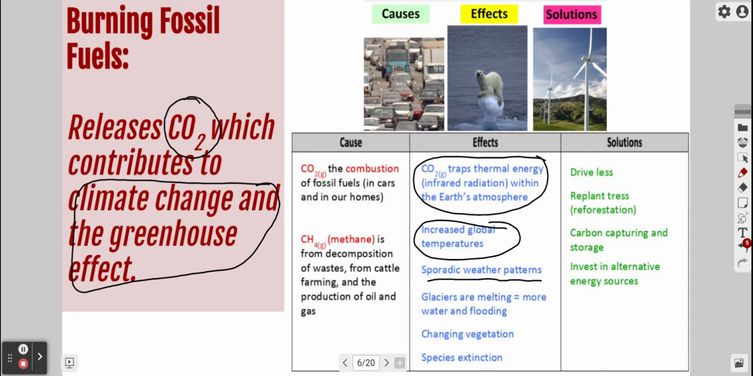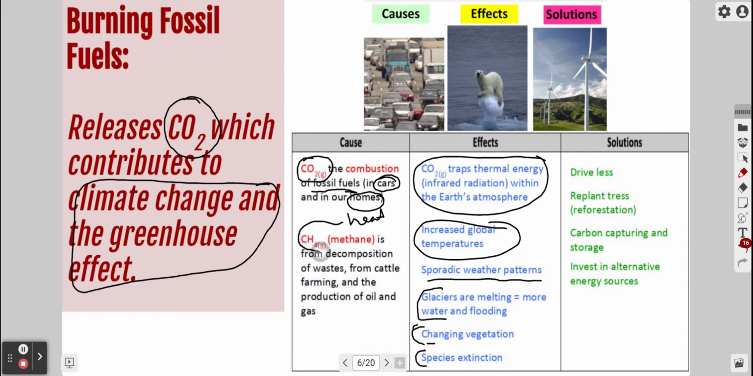Some of the effects that we're seeing are glaciers melting, vegetation changing, and species extinctions happening currently. So where is the CO2 coming from? As we've been looking at in this unit, a lot of the CO2 is coming from the burning of fossil fuels. Whether it's for electricity, transportation, or heat in our homes, we are burning fossil fuels for a lot of different energy purposes.